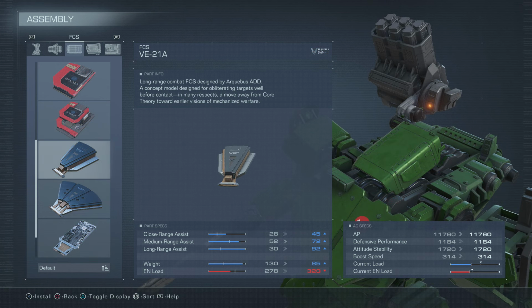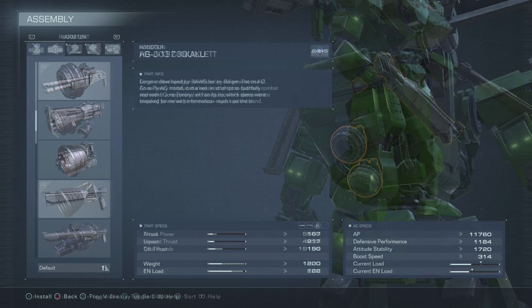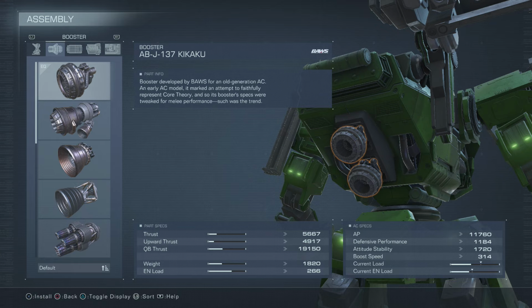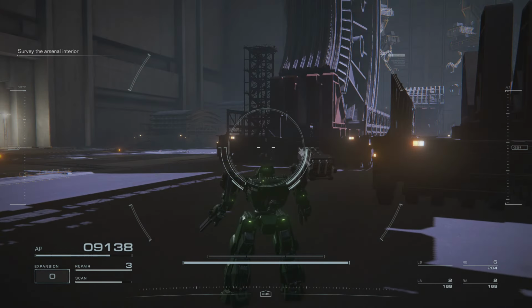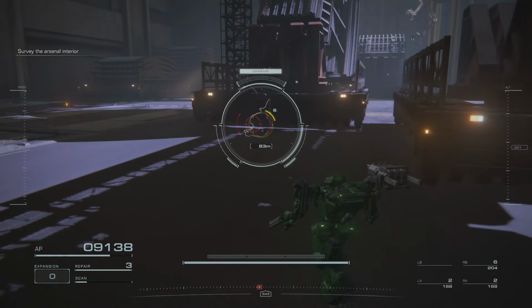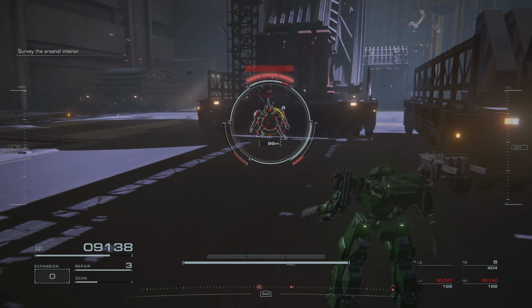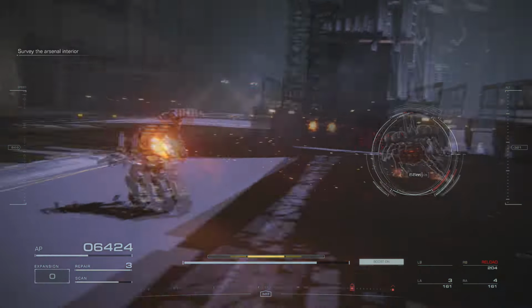They include the VE-21A FCS, the HG-003 Kutiet handgun, and the ABJ-137 Kikaku booster. These parts will mention the core theory in the description, with the Arquebus Corporation being noted to be trying to move away from this theory, and more into the long-range style of fighting, a style that was used in earlier mechanized warfare.